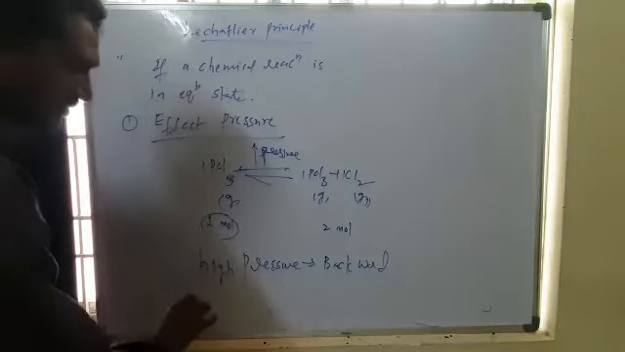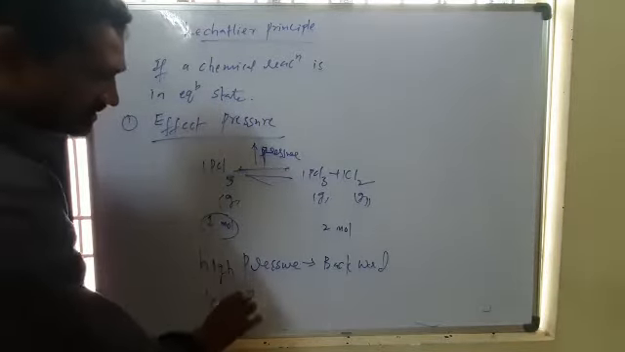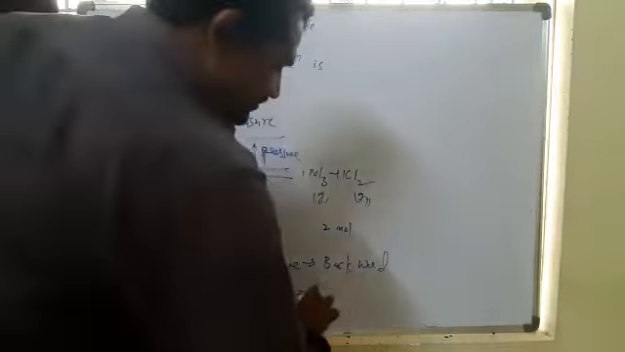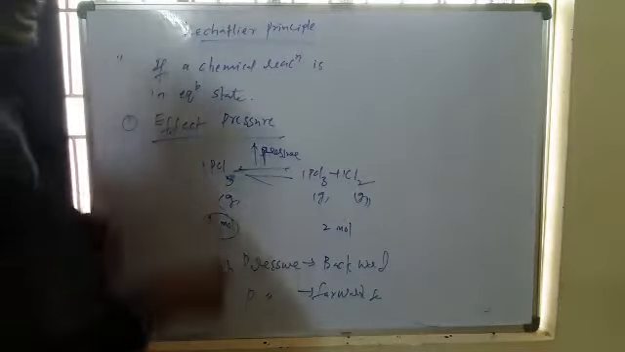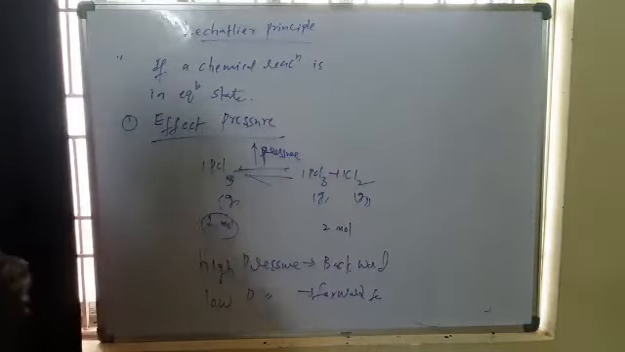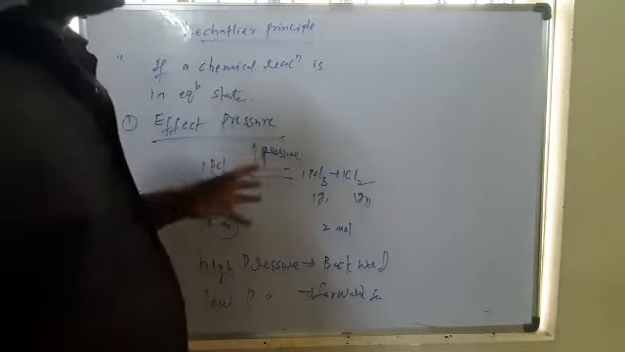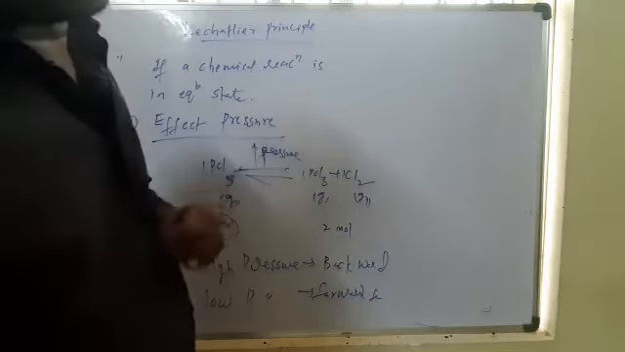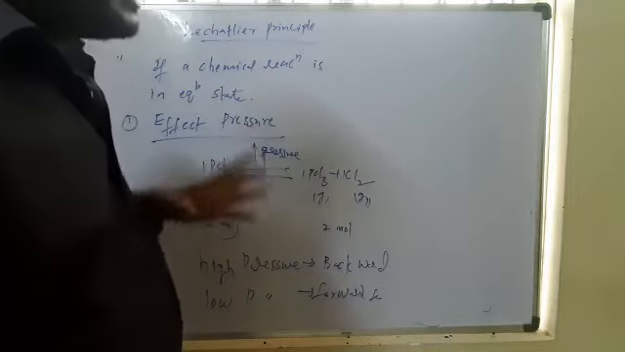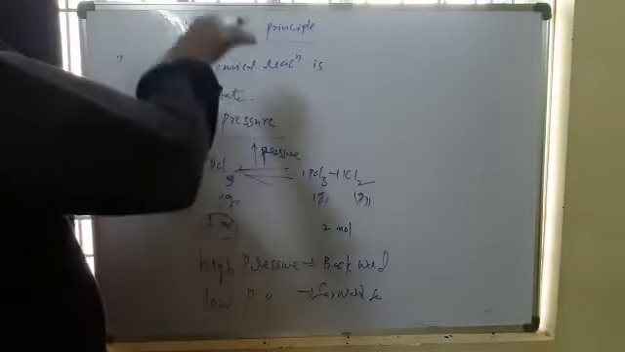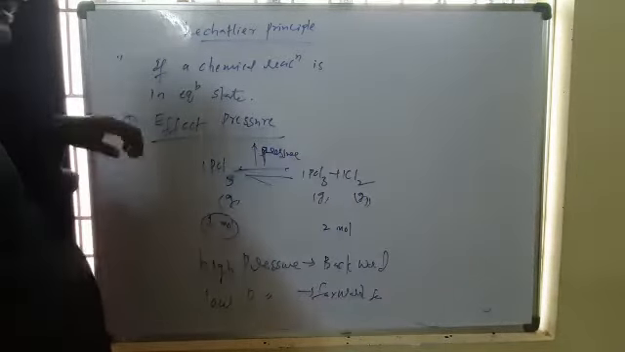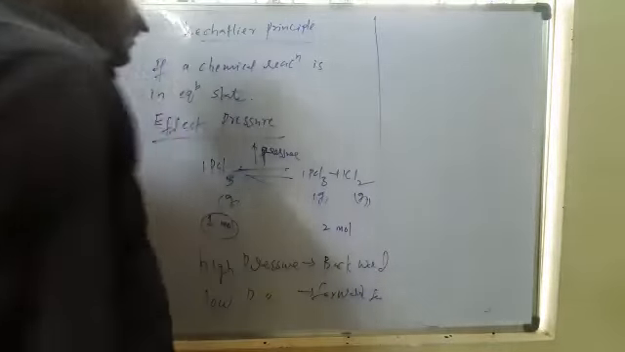If you decrease the pressure, the forward reaction is favored. If you increase the pressure on an equilibrium state, the equilibrium is always shifted towards the side with fewer gaseous moles. So in this case, if you apply pressure, backward is favored. If you decrease the pressure, the reaction shifts towards the side with more moles. This is the effect of pressure.